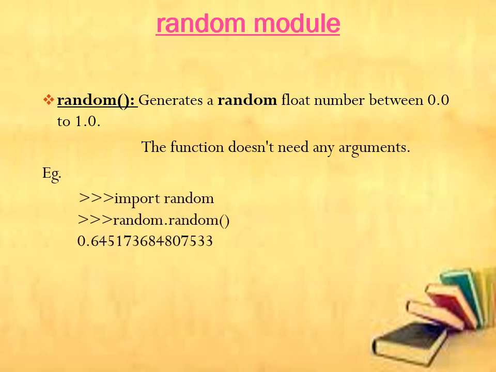So we only have to import the random module here. Then simply we will write the random.random function. So it will generate any number between 0.0 and 1.0.